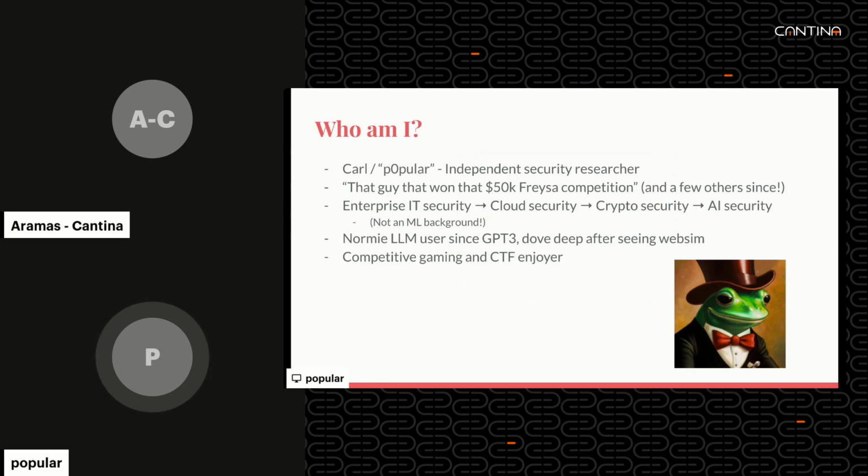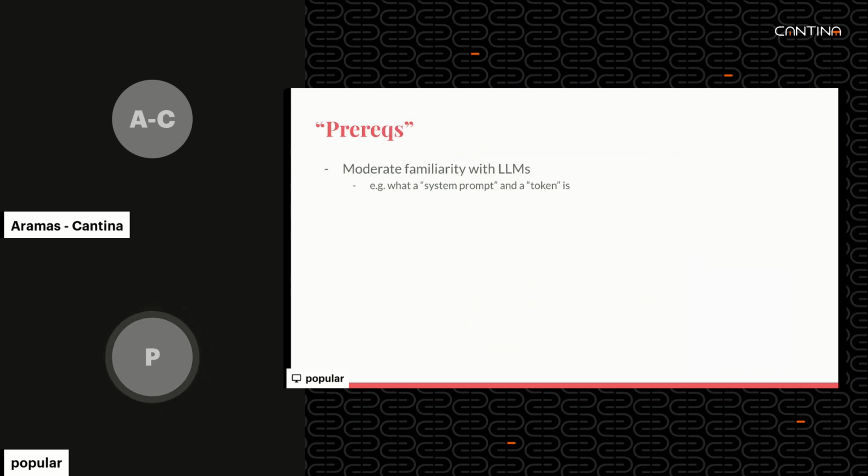I don't game quite as much as I used to, or maybe as much as I would like to, but competitive gaming and capture the flags like Curta and the Paradigm CTF have really heavily influenced how I approach these kinds of LLM competitions. And shout out to the Curta folks. So the prereqs, I've tried to keep this pretty simple. You only really need a moderate familiarity with LLMs to get something out of it. Ideally, you should know what a system prompt and what a token is. If not, it's probably okay, but you might be just a little bit lost.